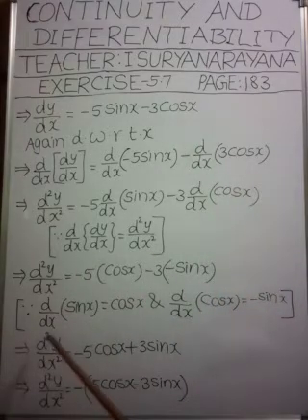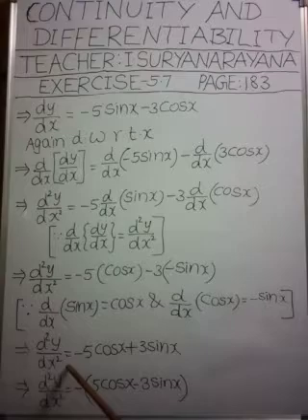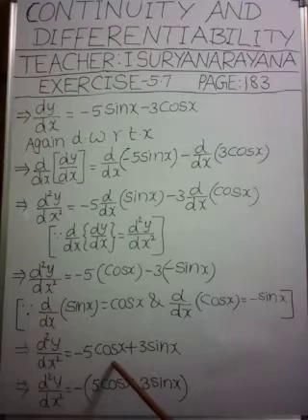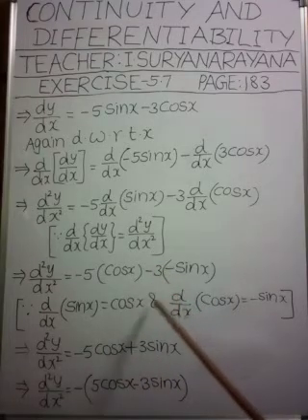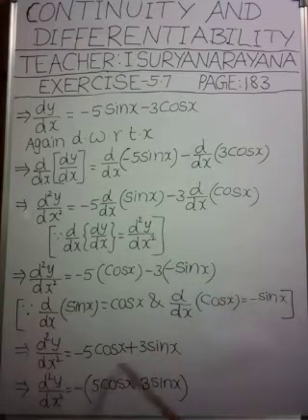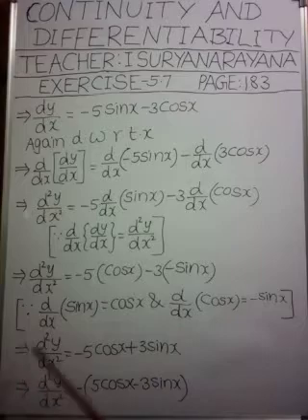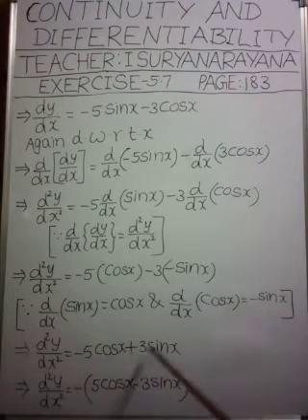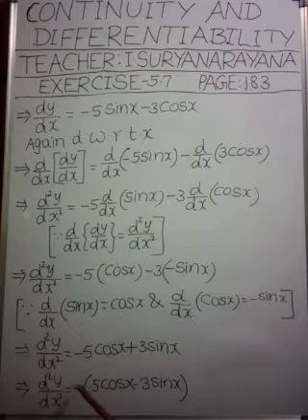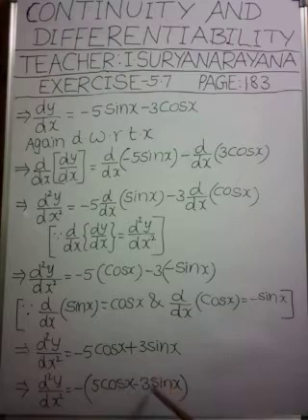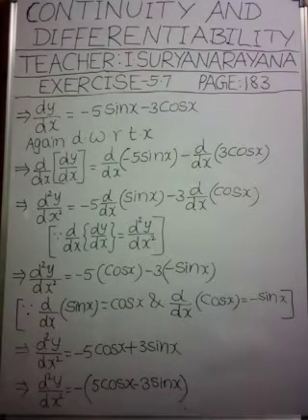Right. This implies d square y by dx square is equal to minus 5 into cos x. What will you get here? Minus 5 cos x. Minus into minus, what will you get here? Plus 3 sin x. 3 into sin x, 3 sin x. Understood this step, my dear children? Right. This implies, I wrote LHS part as it is, d square y by dx square is equal to, from these two terms I am taking minus common. We are taking minus common factor. So what will you get in the brackets? 5 cos x minus 3 sin x. Understood this step, my dear children?